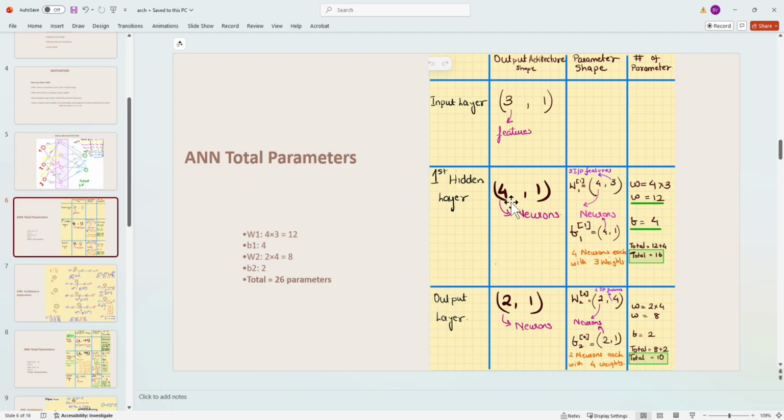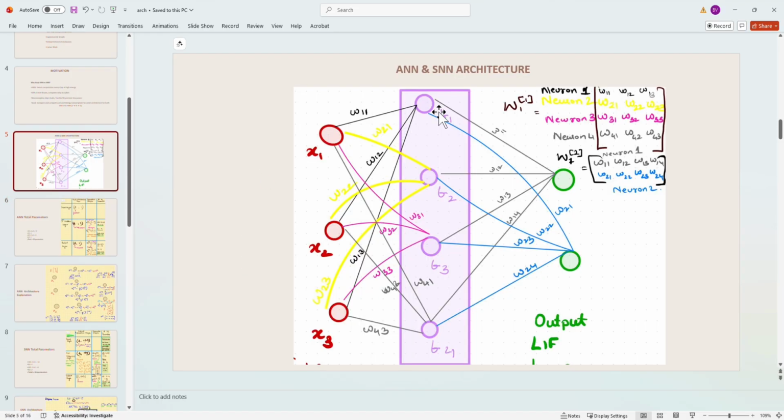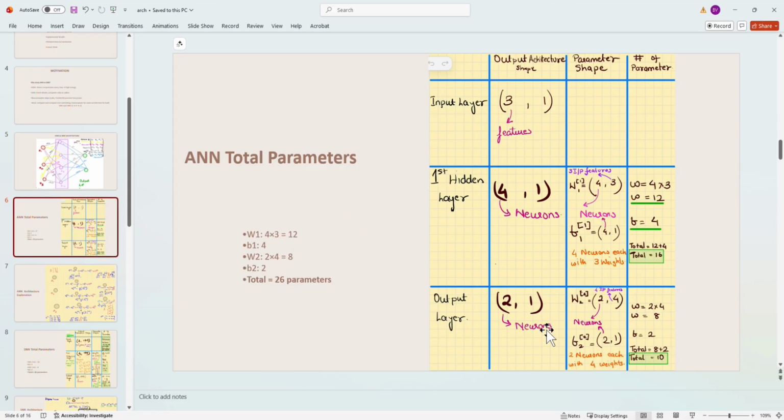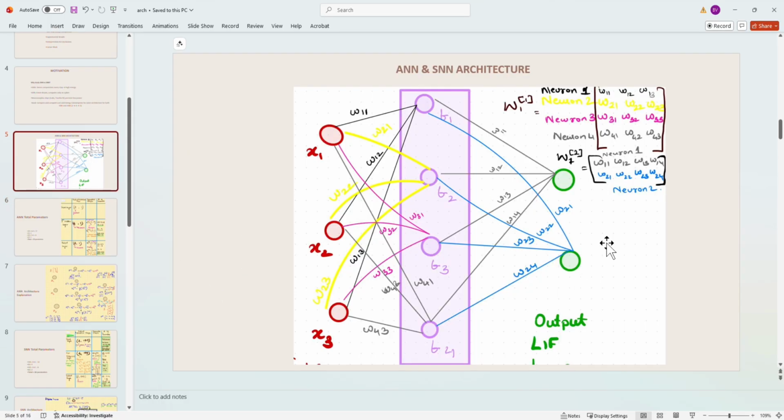The 4 identifies the 4 neurons; these 4 neurons are the rows. And the output layer's output shape is 2 rows and 1 column. The 2 identifies the 2 neurons right here, the 2 neurons we are talking about.